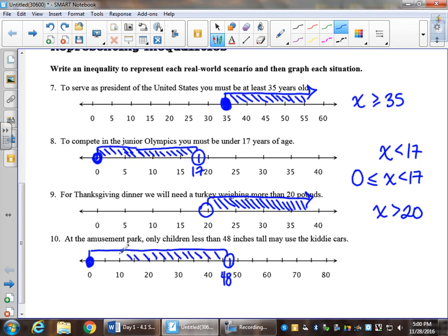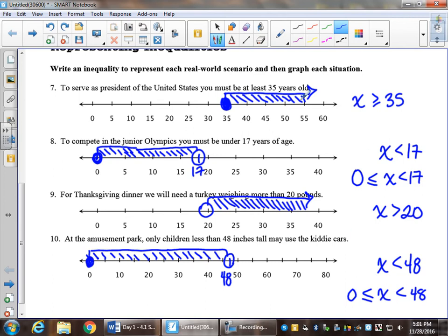At this point, if I asked you to write this, I would accept two answers. I would accept x is strictly less than 48 as one answer. Technically, what we drew here, or what we graphed, is x is less than 48, and bigger, greater than or equal to 0. Either of these I would take though, okay?